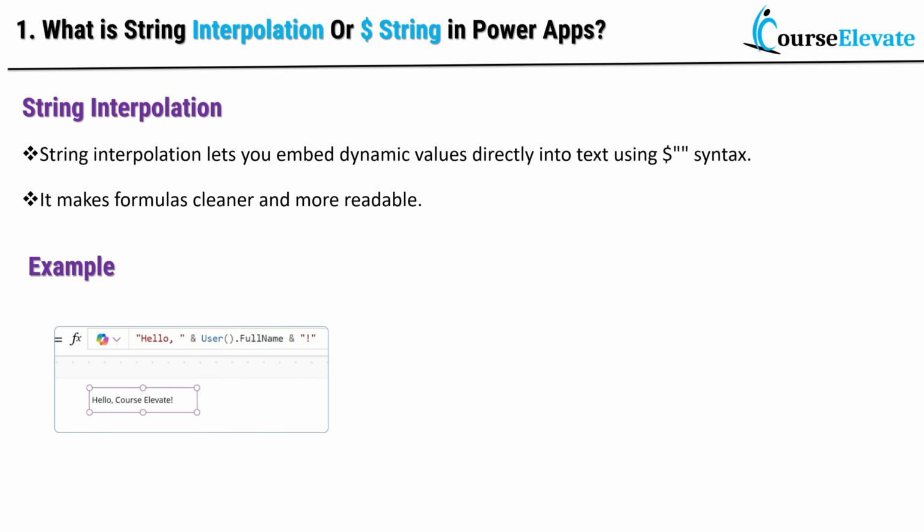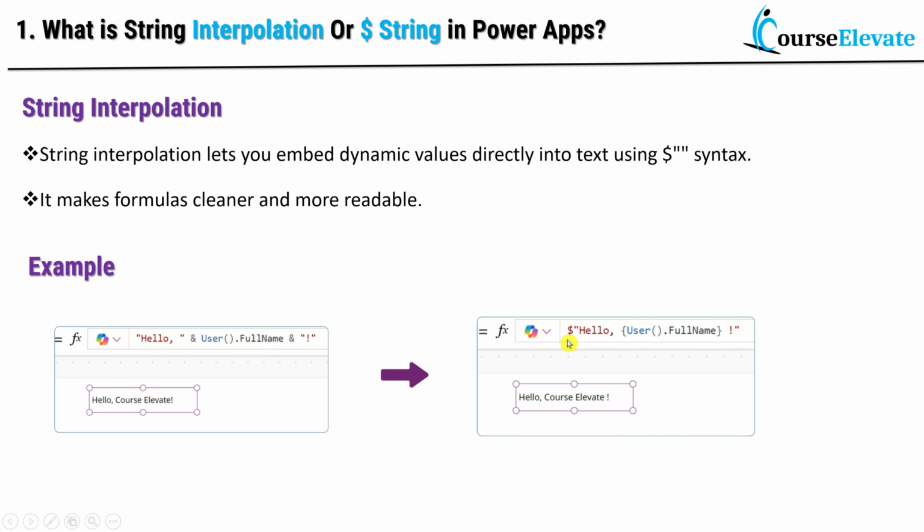For example, instead of writing "Hello" ampersand User.FullName, you can simply write $"Hello {User.FullName}". So this syntax is straightforward. You start the string with a $ sign followed by double quotes. Inside these double quotes, you put any dynamic value you want to embed within curly braces. This one is much cleaner and both give the same result, Hello Course Elevate.